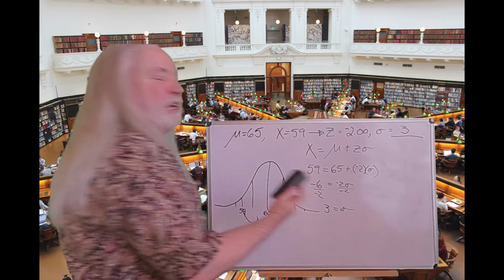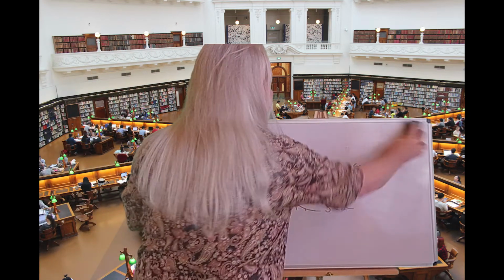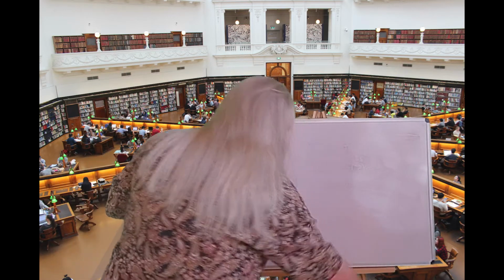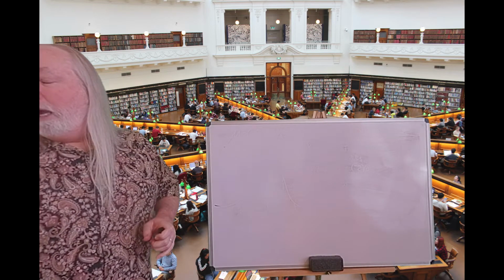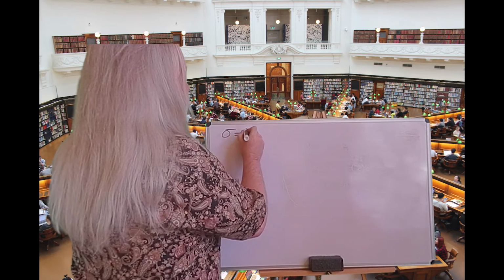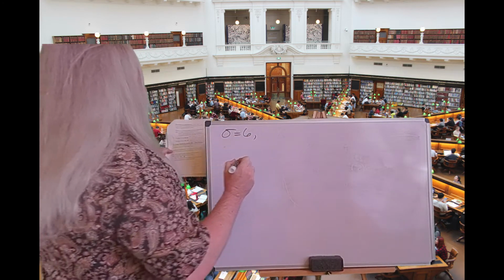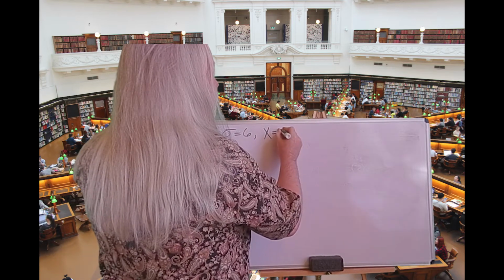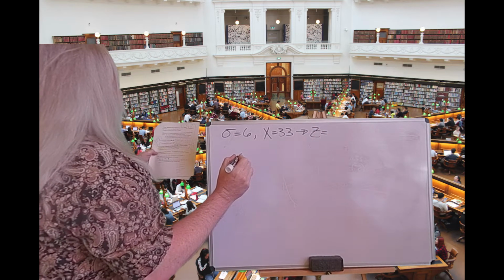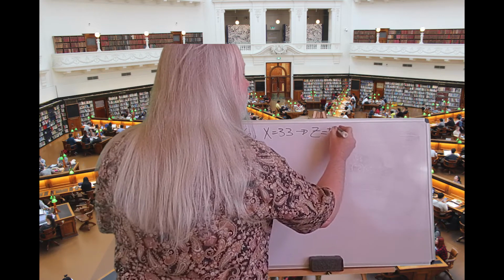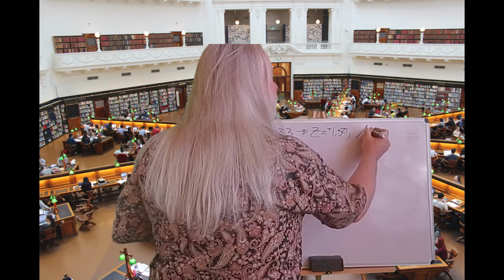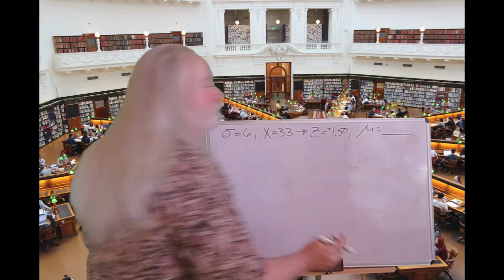Let's do a different version of the same style of problem. Let's say for this problem, we know that the standard deviation is 6 points, that if you have a raw score of 33, the equivalent z-score is 1.5. And so now what are we missing? We're missing the population mean. So what we want to figure out is, well, what was the mean for that data?